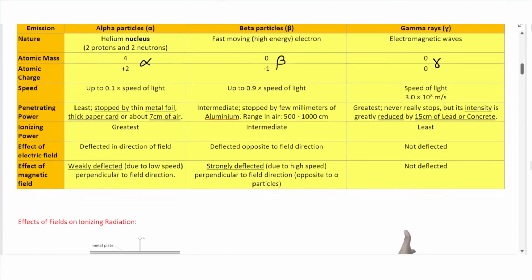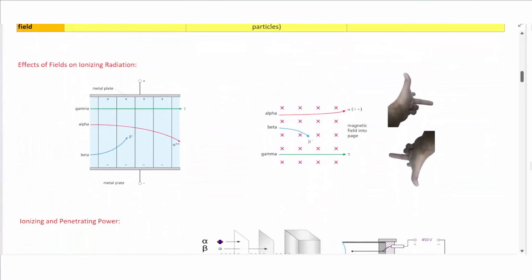Now, as for the deflection in an electric field or in a magnetic field, if you have an electric field caused by two plates, positive and negative plates, the alpha particle will be deflected towards the negative plate because it is positively charged and it is attracted to the negative side. Beta particles are deflected towards the positive plate because they are negatively charged, so they are attracted towards the positive charge. Or we can say that opposite charges attract. As for gamma radiation, it is uncharged, it has no net charge, so it is not deflected by electric fields.